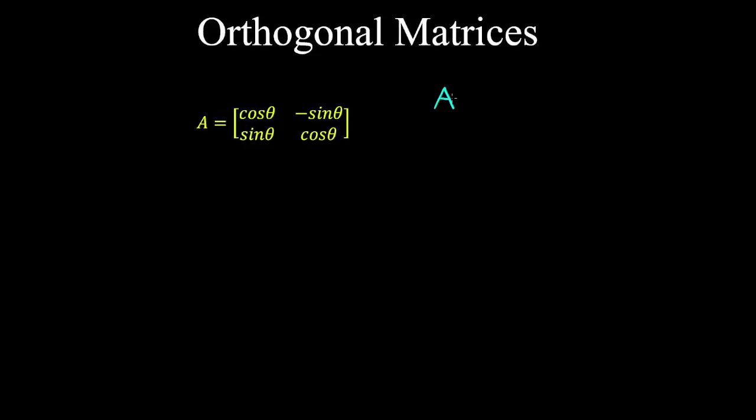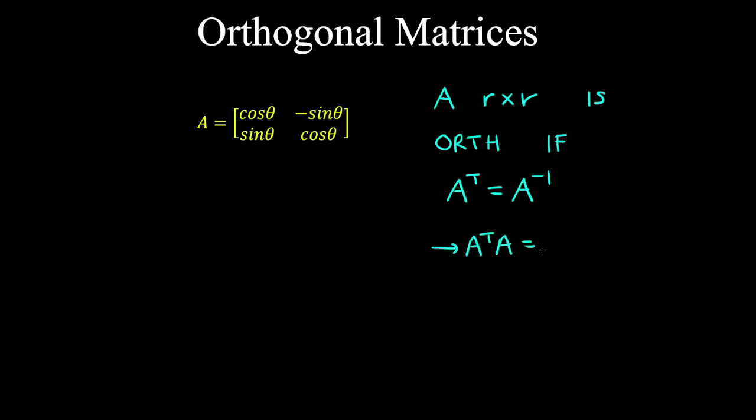A square matrix A with the same number of rows as columns is orthogonal if the transpose is the same as its inverse. So this implies that the transpose of A times A is equal to A times its transpose, and that's equal to the identity matrix.